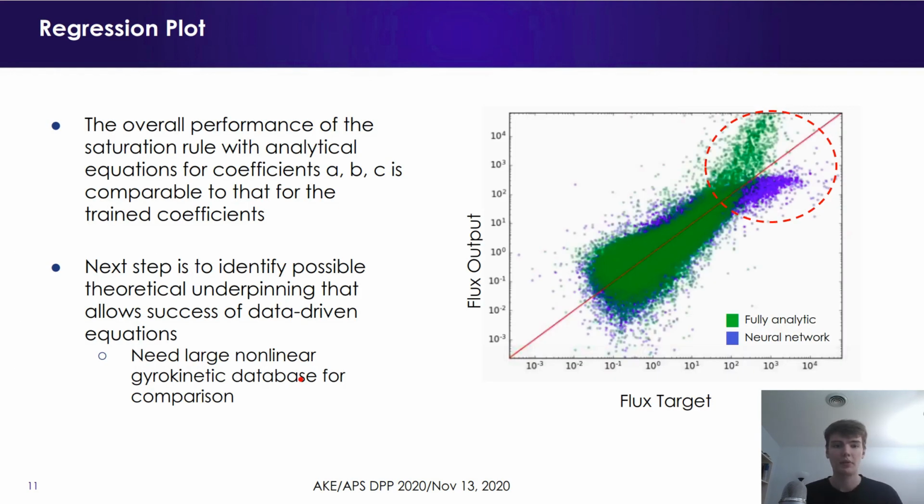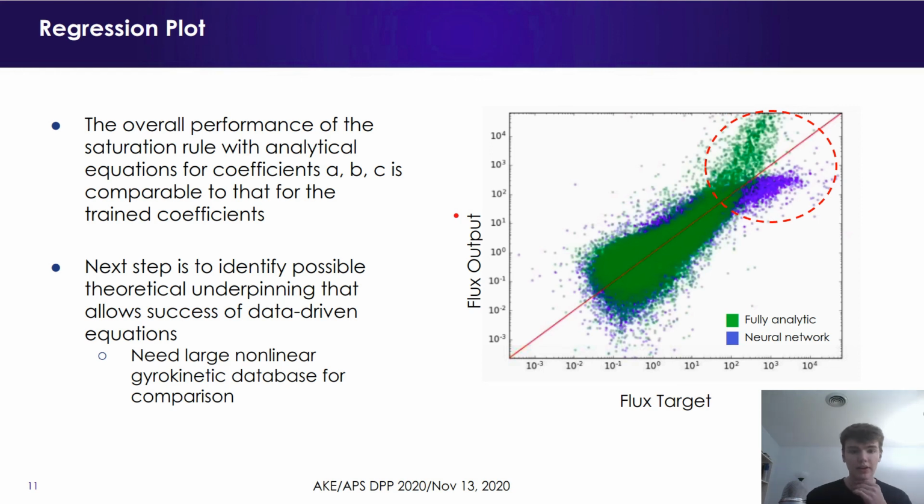Alright, so now with the regression plot, basically what we did is we plotted the flux output and flux target as seen in an earlier slide where we talked about the training of the neural network, and we plotted the neural network, and then on top of that we plotted the fully analytic model. So as you can see, for the most part, the green and the blue are both pretty close to each other up until the end where they both diverge, and that's something that we're going to need to look into.